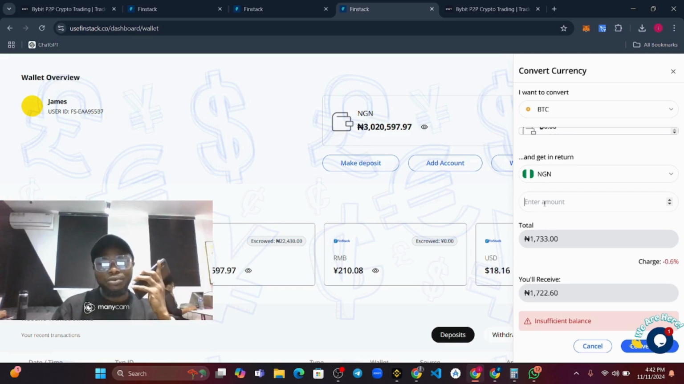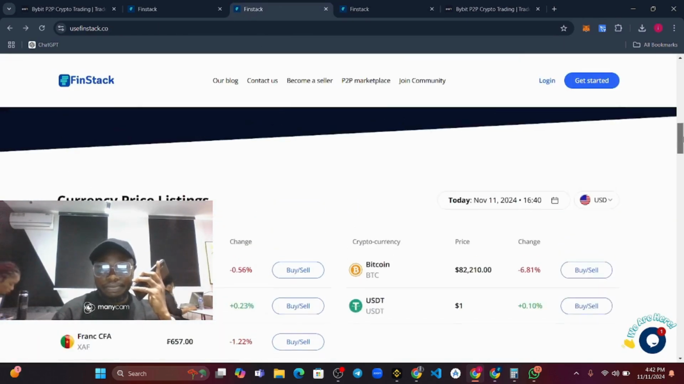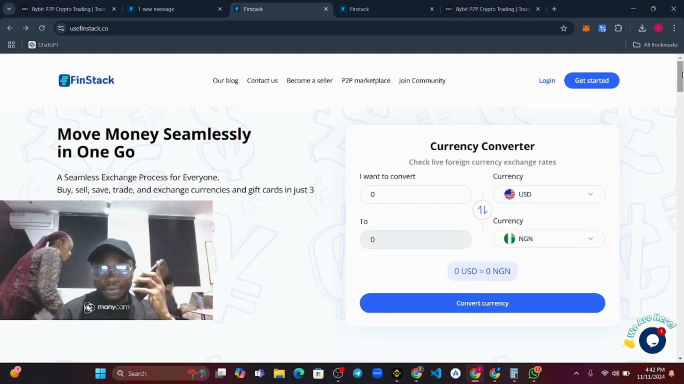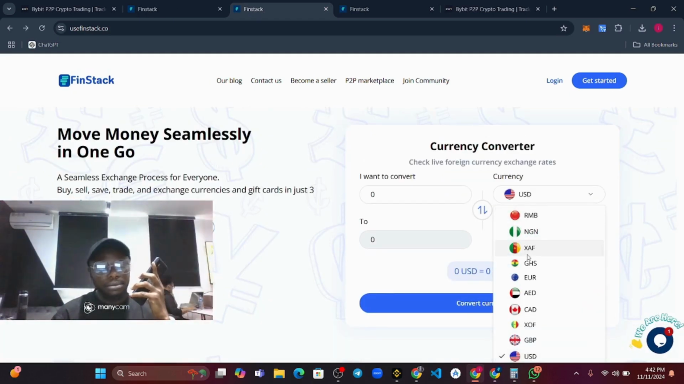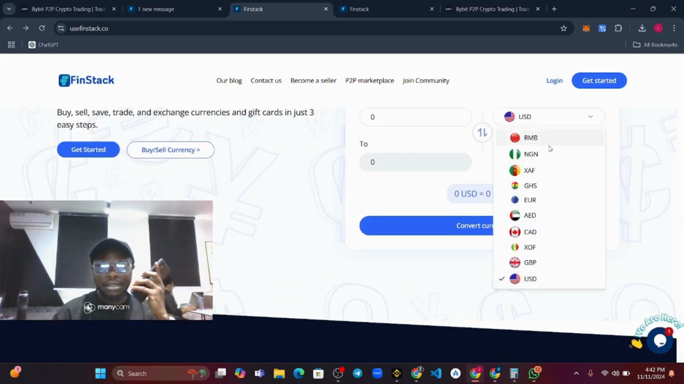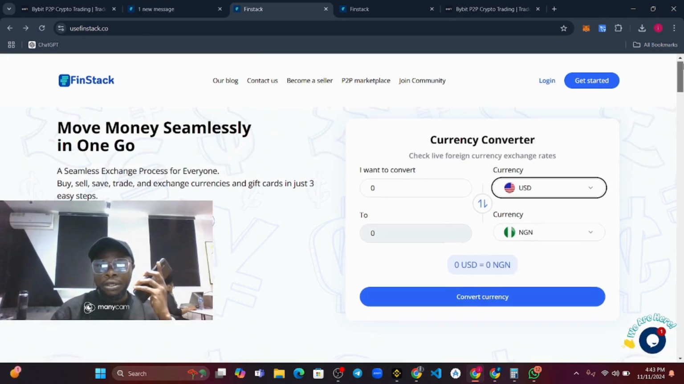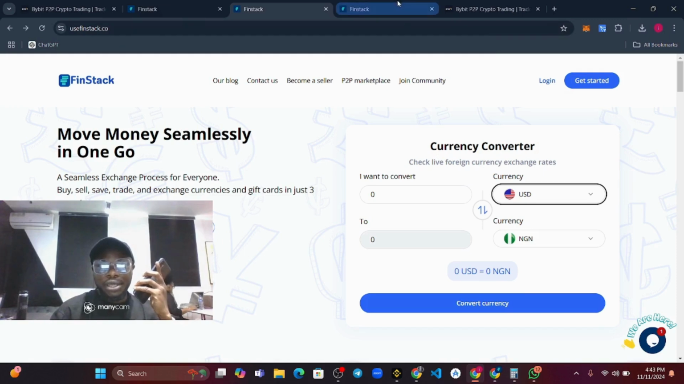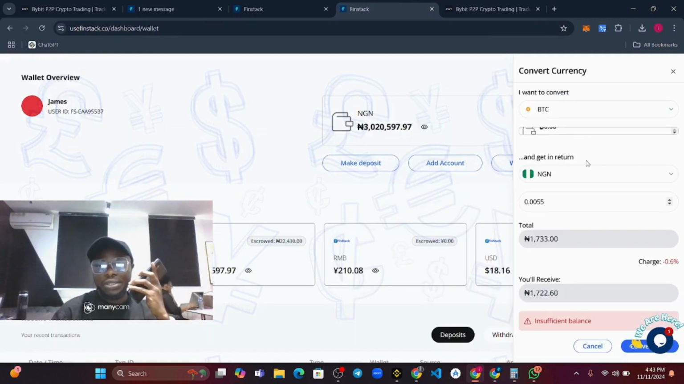But if you don't have, if let's say all you just have is 0.0005, let me see if I can use the converter outside. Okay, it's not here. It seems Bitcoin is not supported on the converter here. But you can as well use the in-app converter. But for you to be able to use the in-app converter, you must have deposited and your account must have been credited first. That's only when you can use the in-app converter.